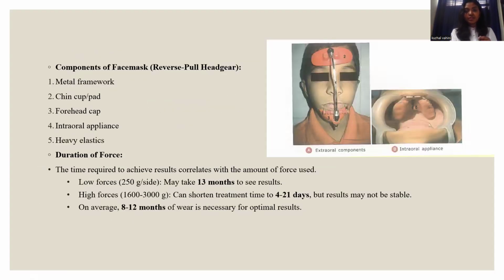So these are the components of a face mask, where you can see the forehead cap and the chin cup, metal framework, and the intraoral appliance, where heavy elastics can be given. Again, low force, 250 grams per side, may take about 13 months to see the result, and high force of 1,600 to 3,000 grams can shorten the treatment time to 4 to 21 days.